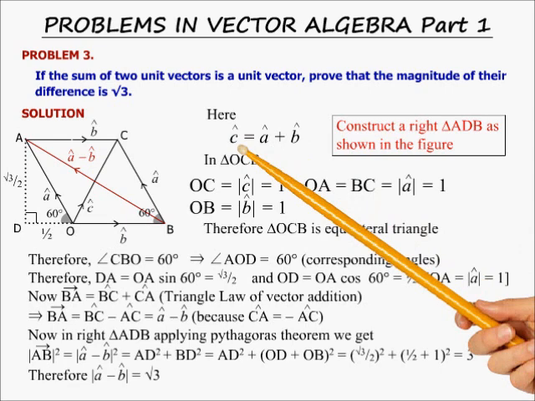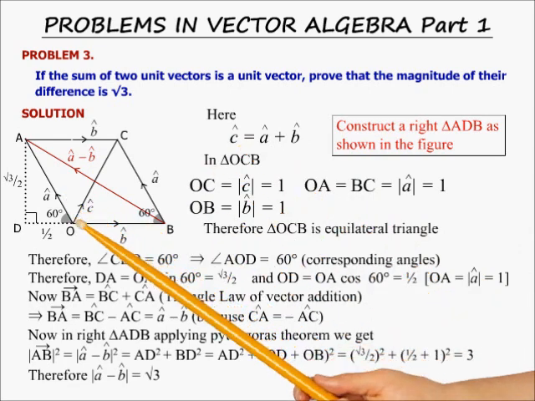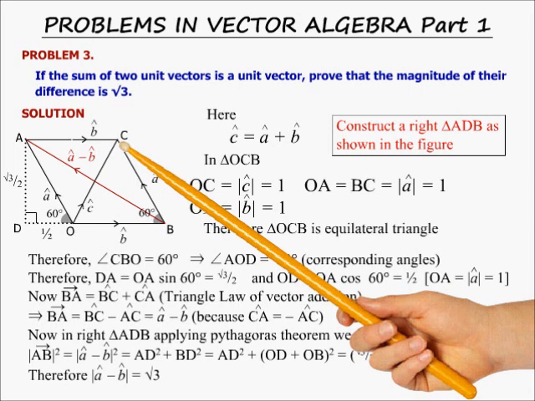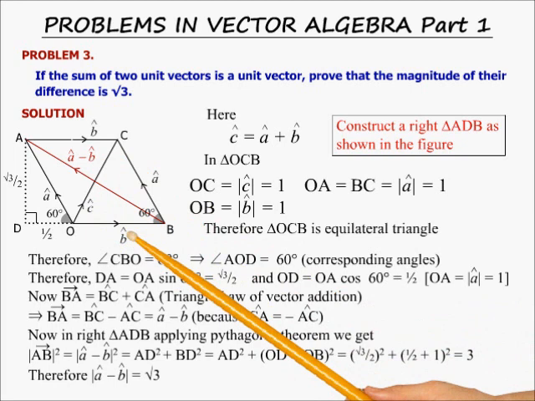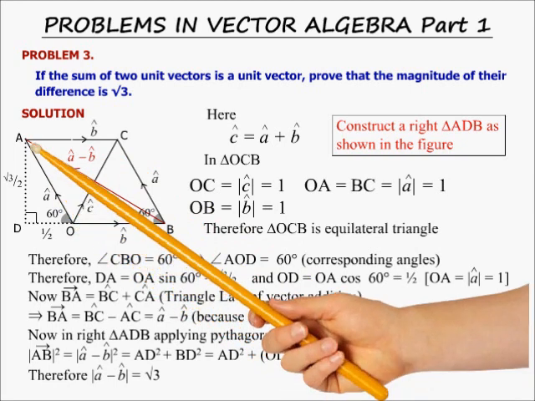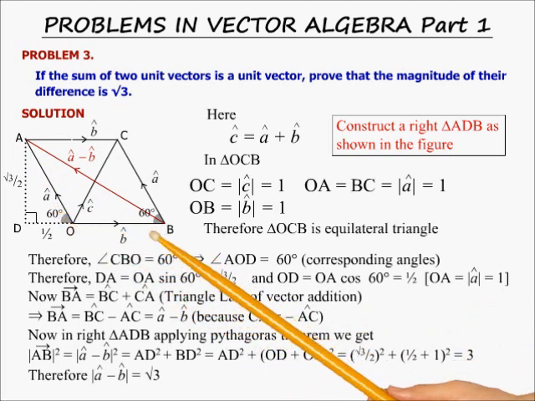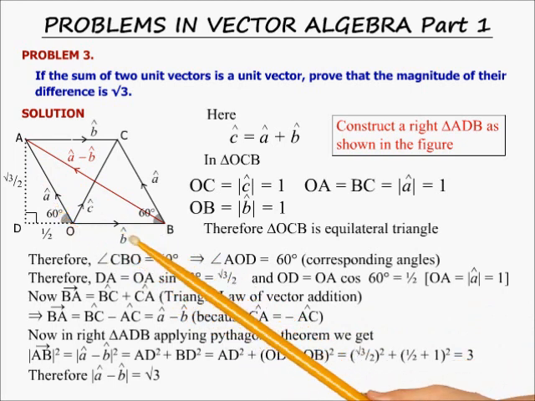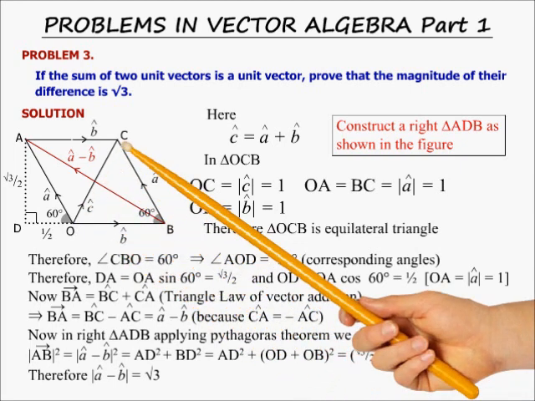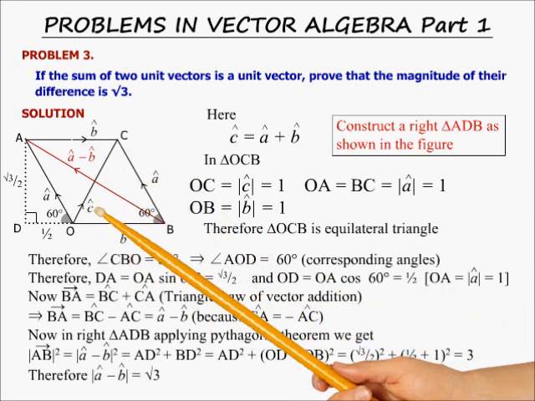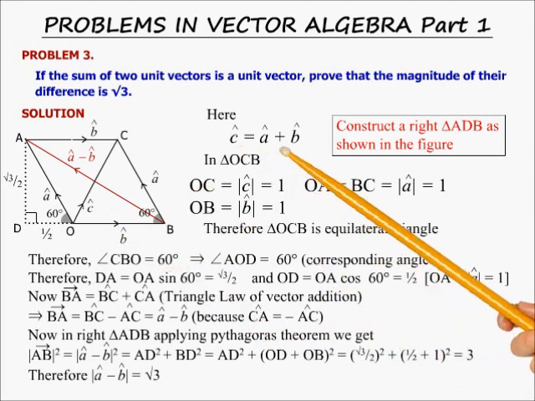We also know that the sum of two vectors is represented by the diagonal of a parallelogram when the two vectors represent the adjacent sides of the parallelogram. Here OA equals A cap, whose magnitude is 1, and OB equals B cap, whose magnitude is also equal to 1, and OC equals C cap, whose magnitude is also equal to 1, because C is equal to A plus B. This we get from the parallelogram law of vectors.